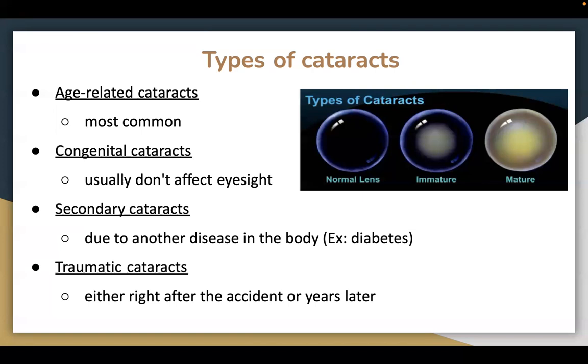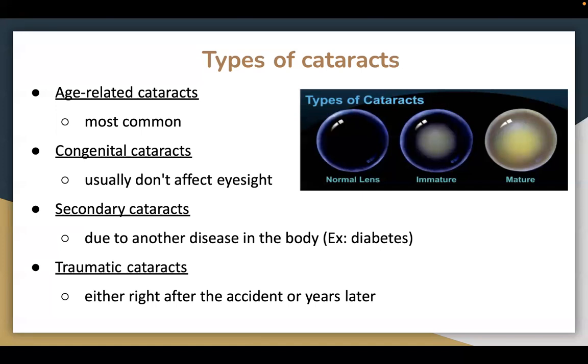The third is secondary cataracts. These form when you have a pre-existing disease in your body. So an example of this could be diabetes. And I will be talking about this later, but diabetes can lead to the formation of cataracts, and that type of cataract formed would be classified as a secondary. Another thing that can lead to secondary cataracts is steroid use. If you periodically use steroids, you can begin to form this as well.